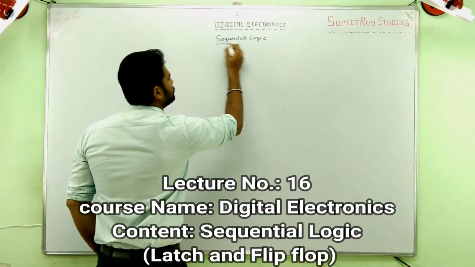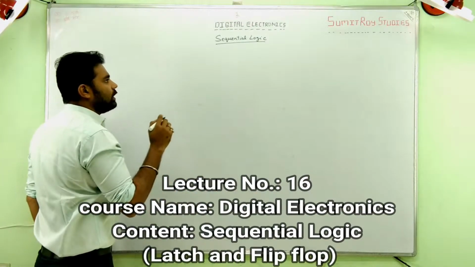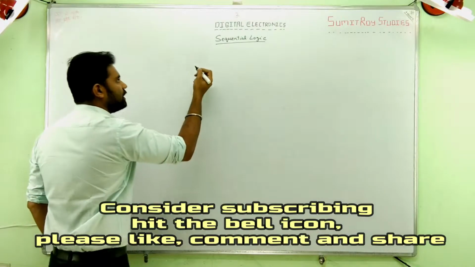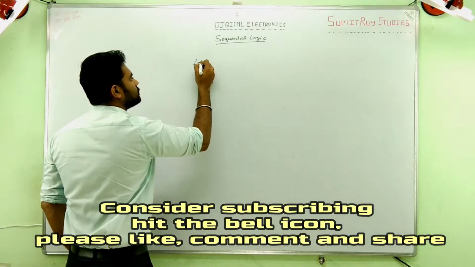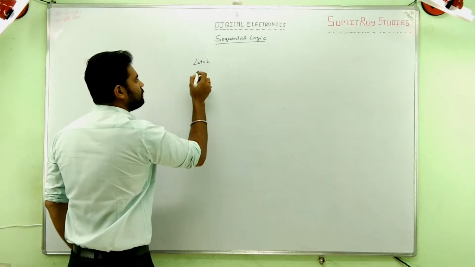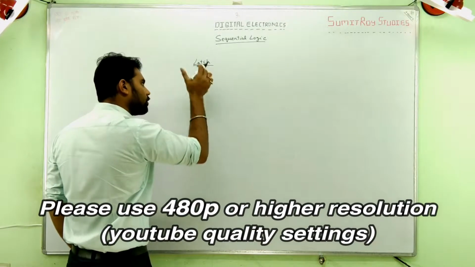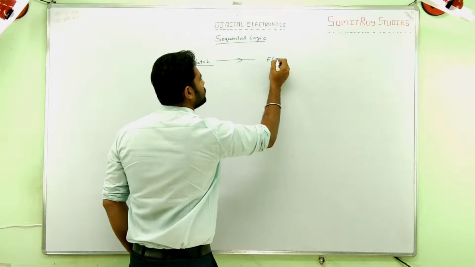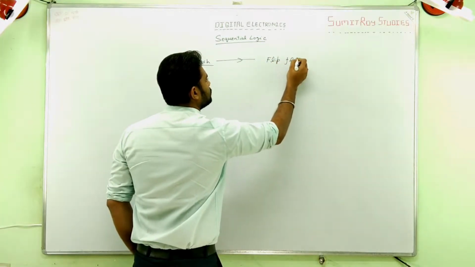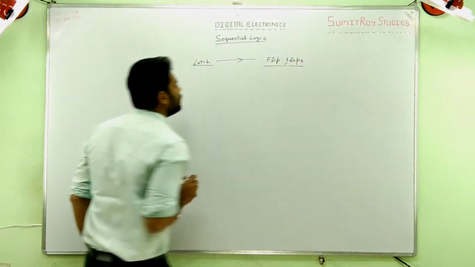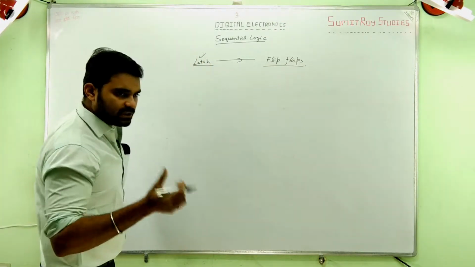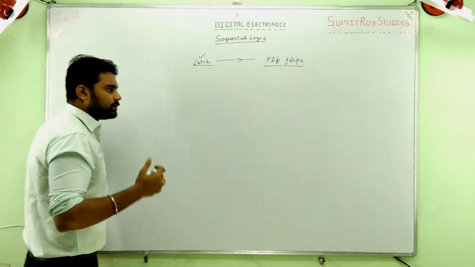Sequential logic. In sequential logic, the basic sequential logic starts from a latch. And there are some drawbacks with latch, so that we move on to flip-flop. So that is the basic part. But we'll study latch first, see the drawbacks and then we'll proceed.